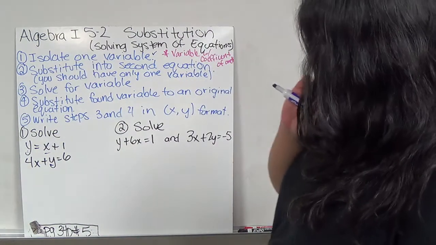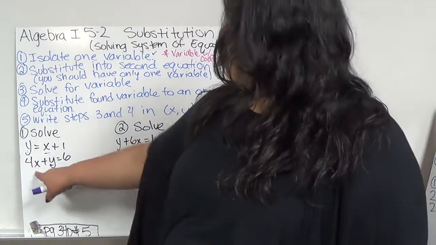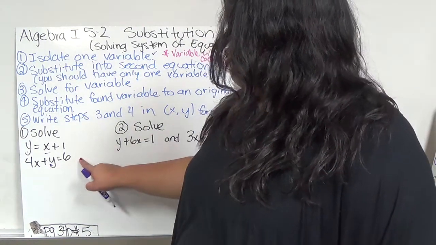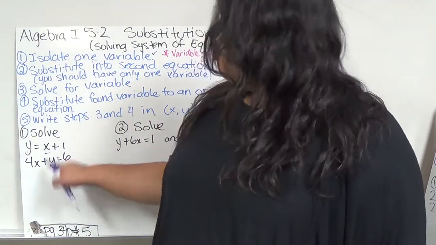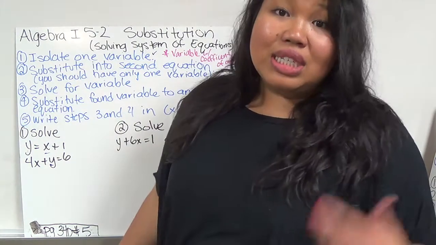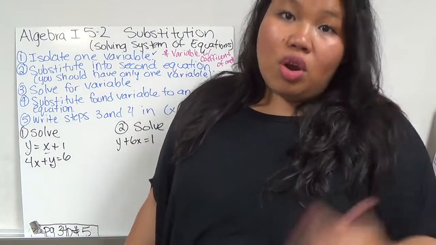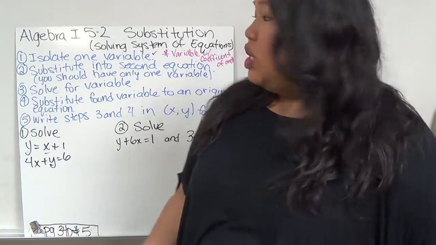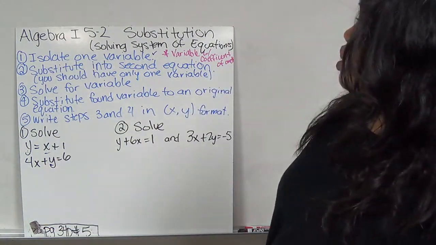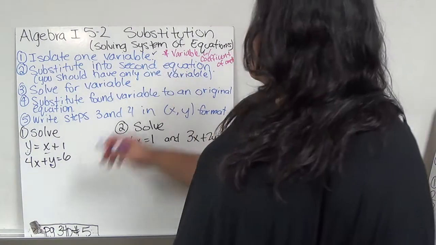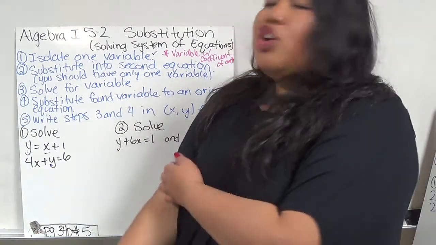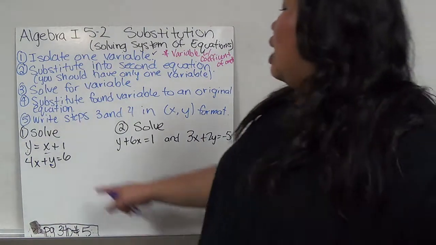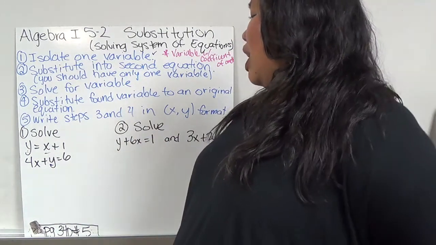For example, if I chose 4x, the reason it would be difficult is I would subtract y from both sides, and then divide by 4, and then I end up having decimals, because 6 over 4 is a decimal, and 1 over 4 is a decimal or fraction. I'm not going to have whole numbers, so it makes the situation even more complicated. If none of them have a 1 in front of it, you're going to use the next section, which is elimination. So y equals x plus 1. This is already isolated, lucky us.